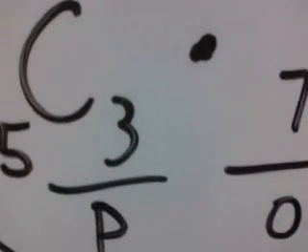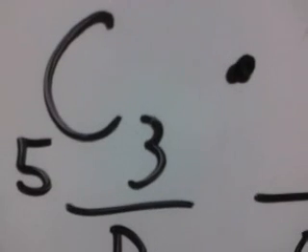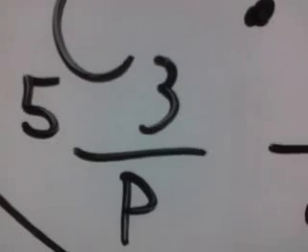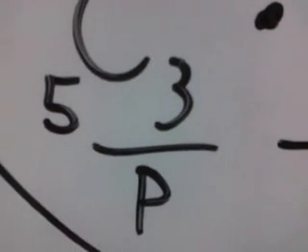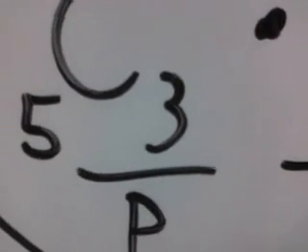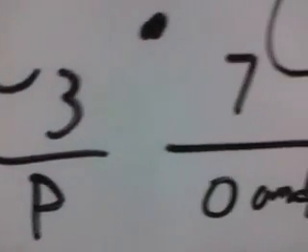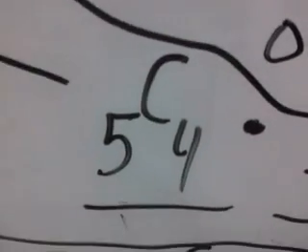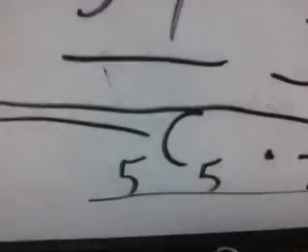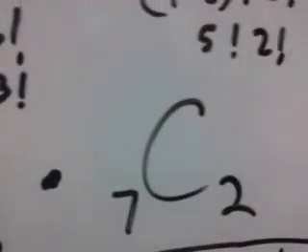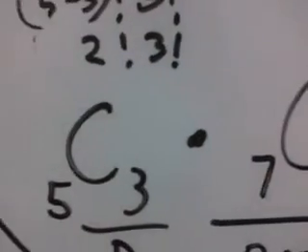So it said at least 3. That means 3 or more, which in this case means 3, 4, or 5 of the plants would be in Pennsylvania. So first I did the case wherein 3 of the plants would be from Pennsylvania. Then I did the case where 4 of the plants would be from Pennsylvania, and then all 5 of the plants would be from Pennsylvania. And then I added the ways that each of those could be done together to get the total.